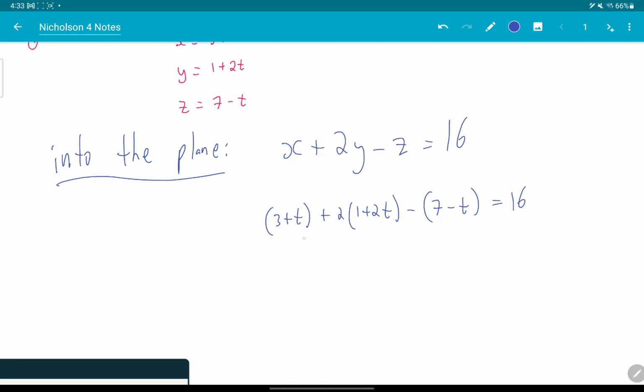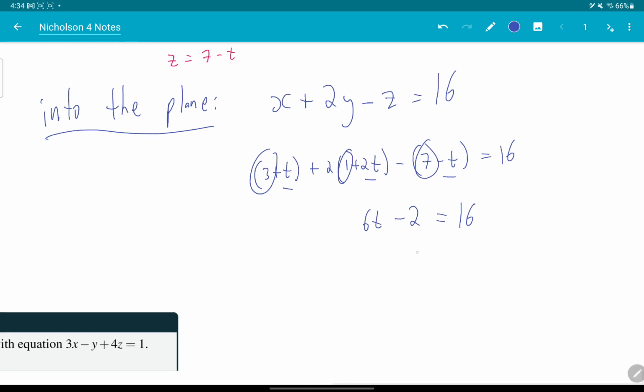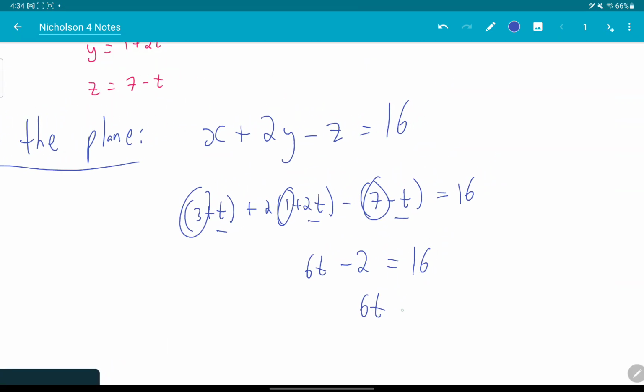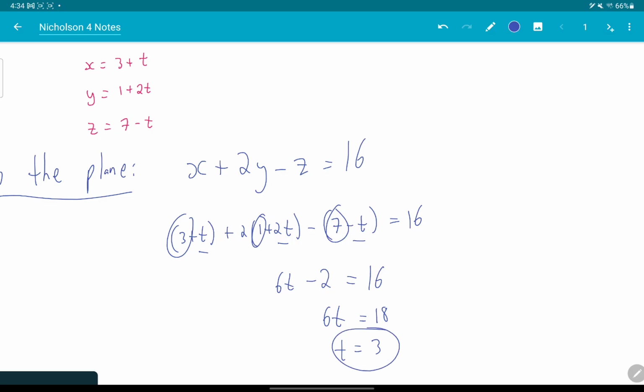So what do I get? If I look at my t's, I got 1 plus 4 is 5 plus 1 is 6t. So I got 6t, and then I got 3 plus 2, which is 5, minus 7 is minus 2. So I get that 6t is equal to 18, t is equal to 3. So this is not a point. This is just a parameter value, 3.